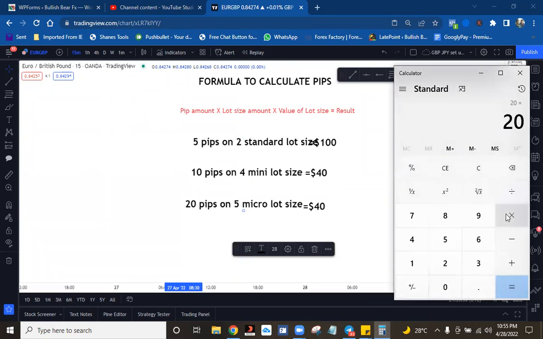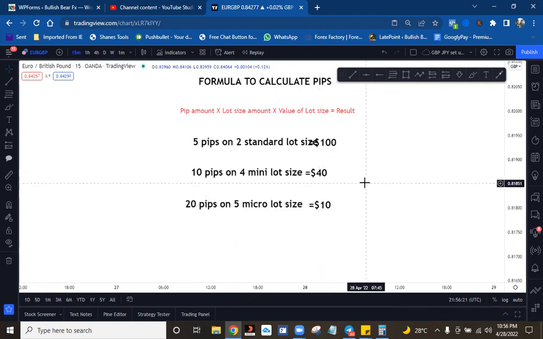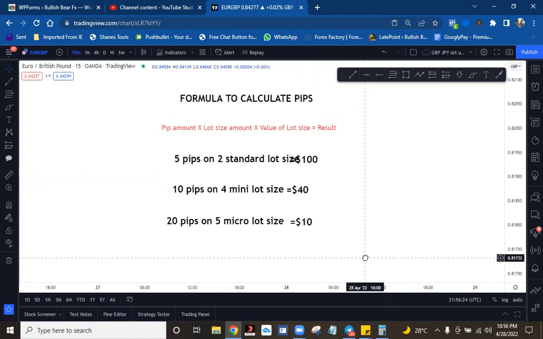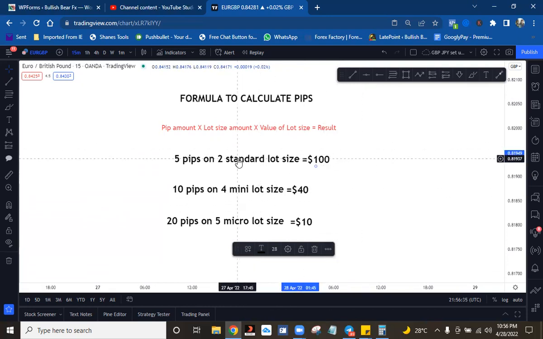20 pips times 5 micro lot size times the value of a micro lot size, which is 0.1. That simply means I'm risking $10 on this trade. So now you can see the clear difference between someone using a standard lot size, someone using a mini lot size, and someone using a micro lot size.